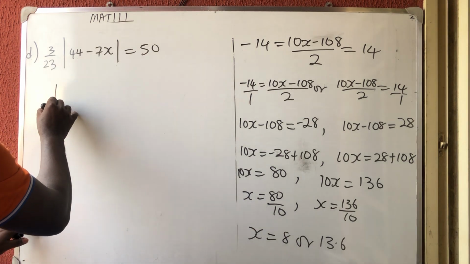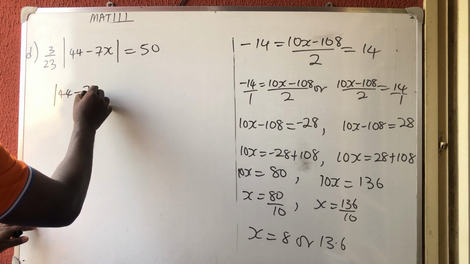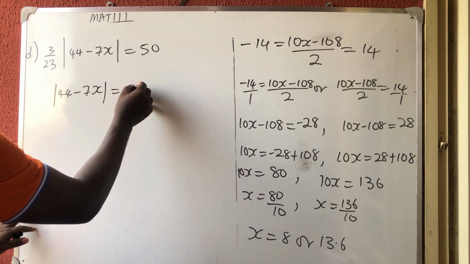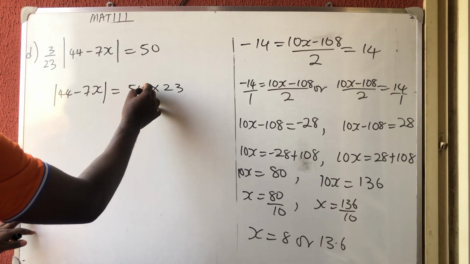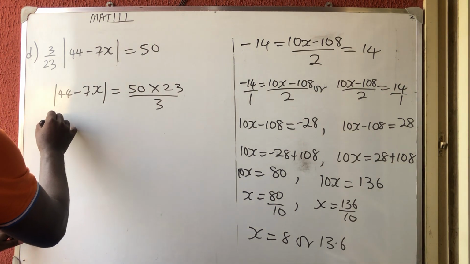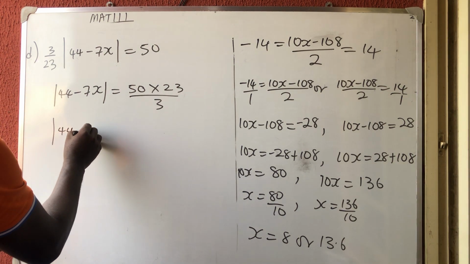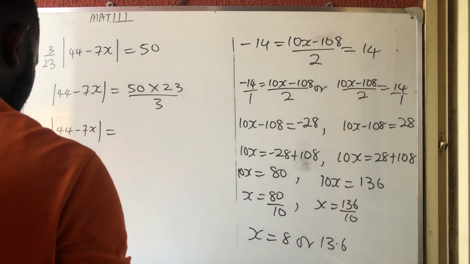So I want this person to stay alone. 44 minus what? 7x is equal to what? 50. This one is down, he will go up. This one is up, he will come down. Okay, so what do I have now? I'm having absolute value of 44 minus 7x is equal to 50 times 23.